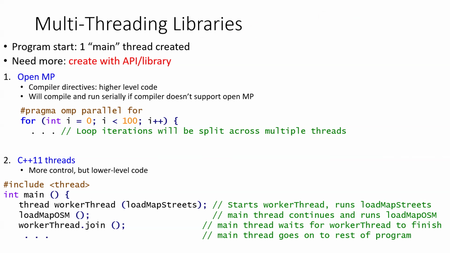Then if you want to have more control over your threads, you can use the C++11 threads library. In this case, you will need to manually define the functions your threads are executing, manually call thread to execute your functions, and manually call join. In this tutorial, I will only be showing the OpenMP approach.